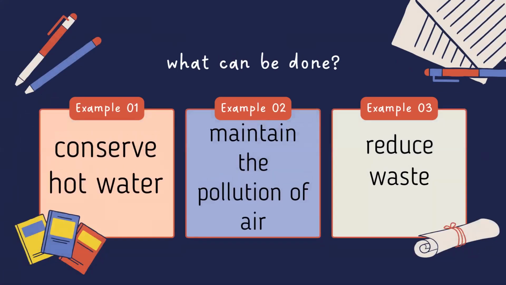What can be done? How can we conserve and how can we save our planet? By conserving hot water, maintaining the pollution of air, and reducing waste. These are some, but we can do many things, like maintaining air pollution and water pollution, not cutting the forest, and reducing waste like plastic waste. By decomposition of organic materials we can make manure, like that.